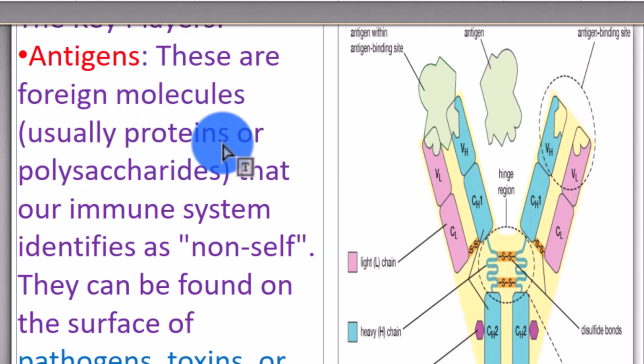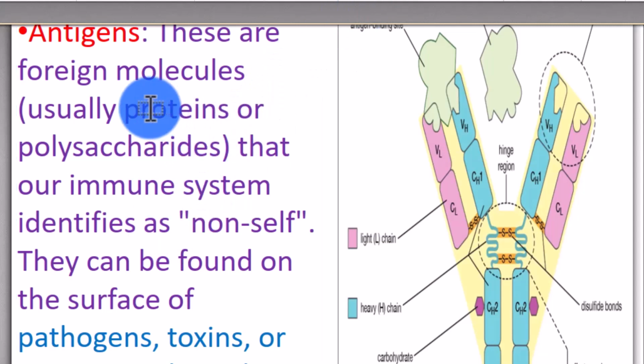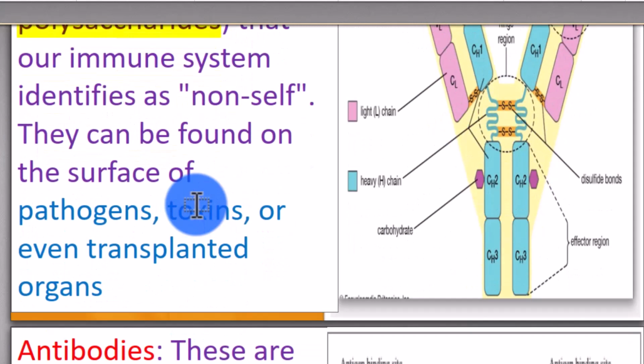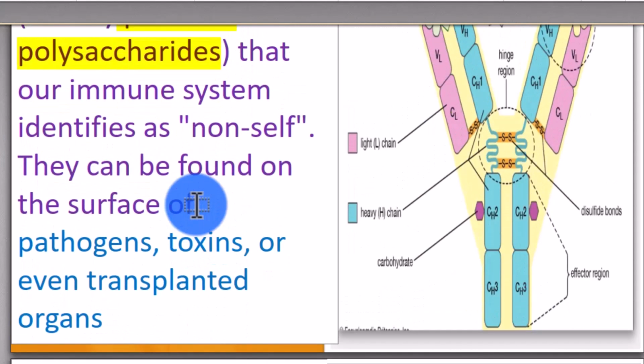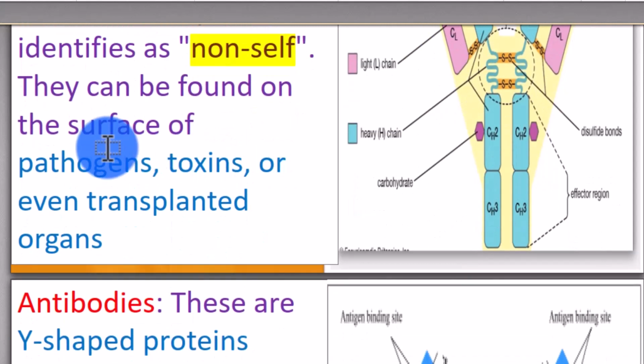Antigens are foreign molecules, usually proteins or polysaccharides, that our immune system identifies as non-self. They can be found on the surface of a pathogen, toxin, or even transplanted organs. The body recognizes them as non-self.